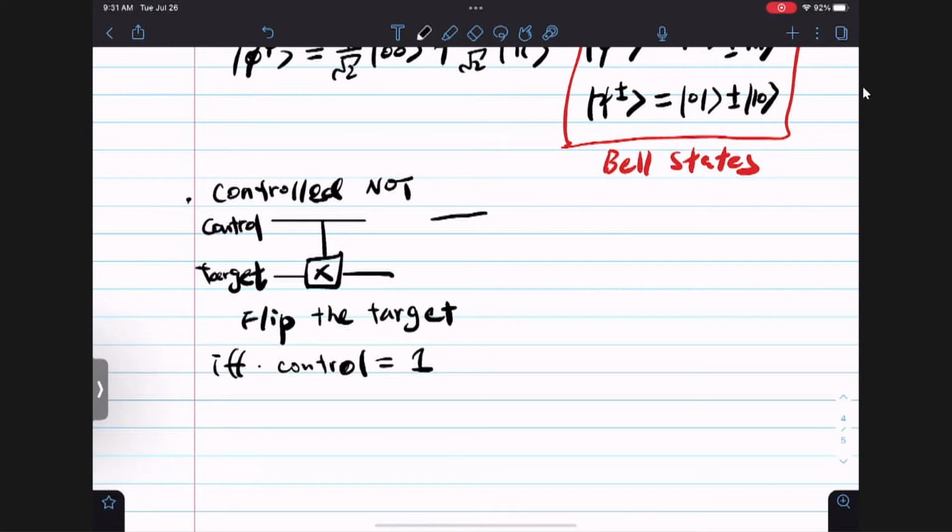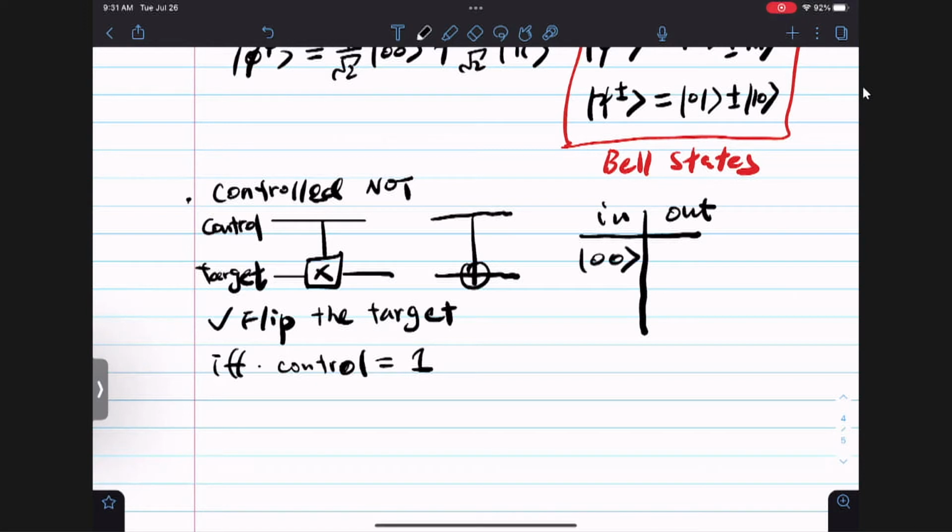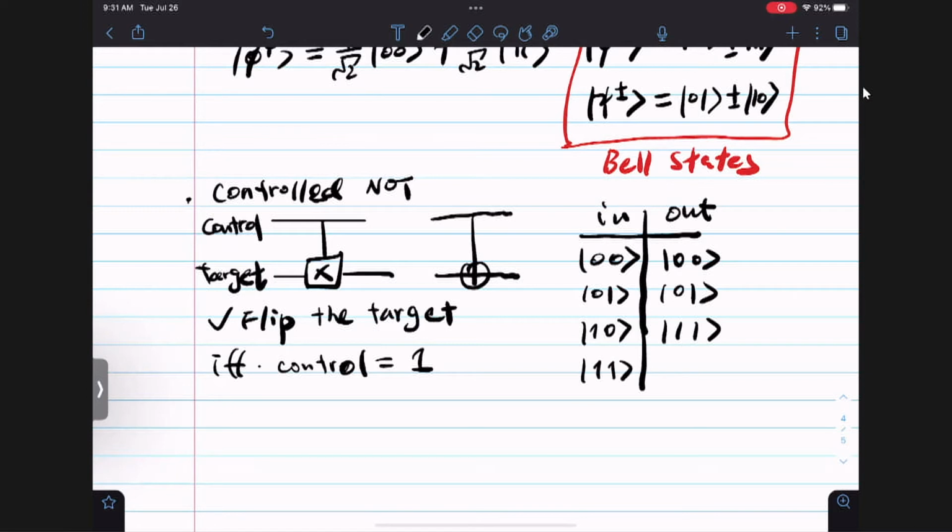Sometimes this is also drawn as this. You have the XOR on the target. So let me write down the truth table for this operator, just following this rule here. If I have input |00⟩, then nothing changes. Same for |01⟩. But if my control bit becomes 1, then it's going to flip the target. So this becomes |11⟩, and on input |11⟩, it becomes |10⟩.